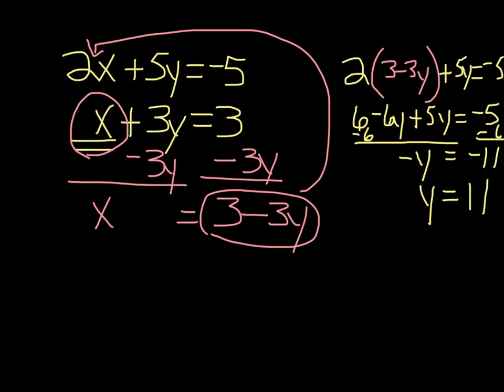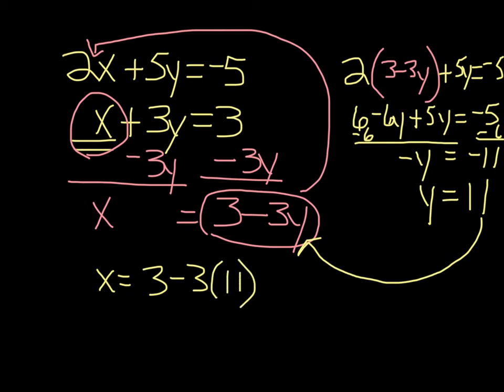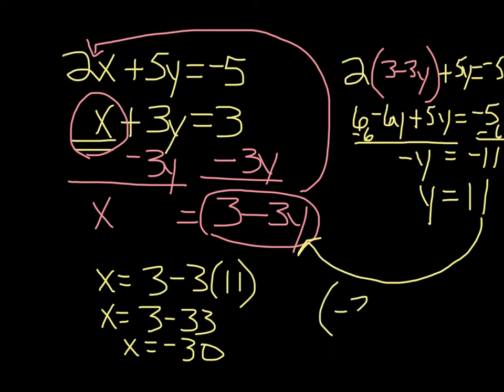Well, we're going to substitute again. The name of this is substitution. If y equals 11, we're going to substitute that in for the y right here, because this says that x equals 3 minus 3y, and we just found out that y is 11. So we have x equals 3 minus 33, and we get that x equals negative 30. So we are looking for an ordered pair that is a solution. The x value is negative 30. The y value is 11.